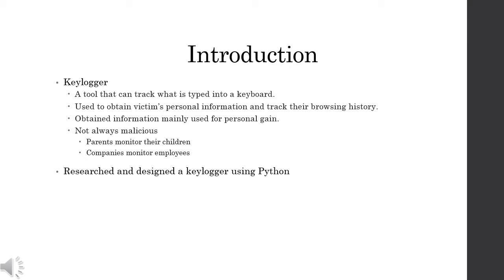What is a keylogger? A keylogger is a tool that can track what is typed into a keyboard. Keyloggers are used to obtain the victim's personal information and track their browsing history. The information that the attacker obtains is mainly used for personal gain. This includes financial logins, business vendettas, etc.